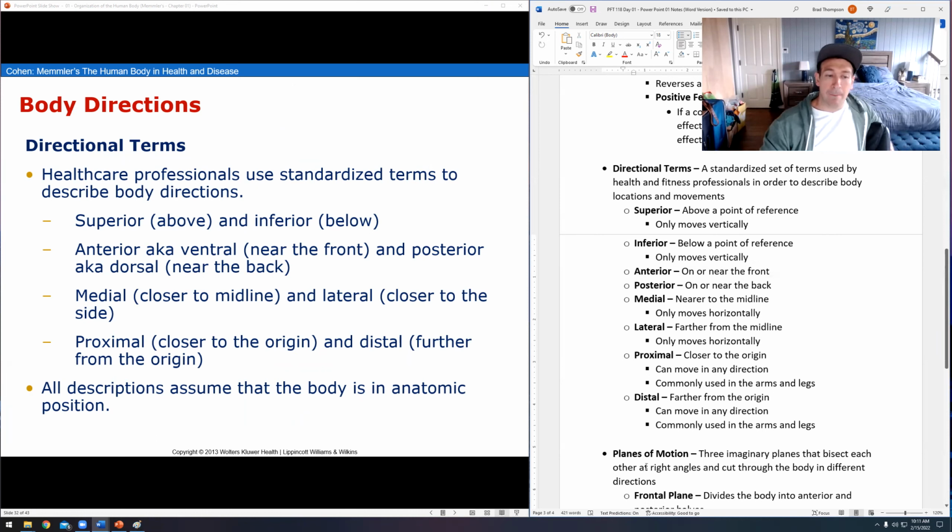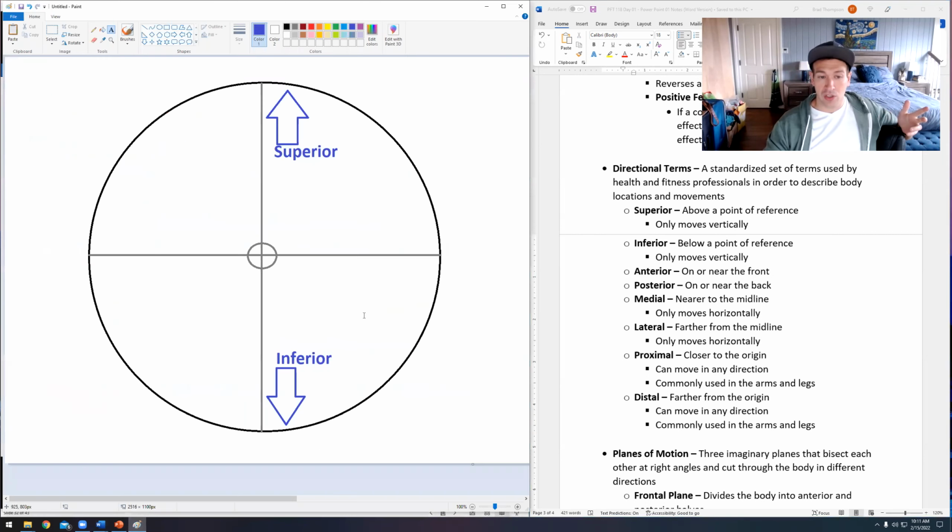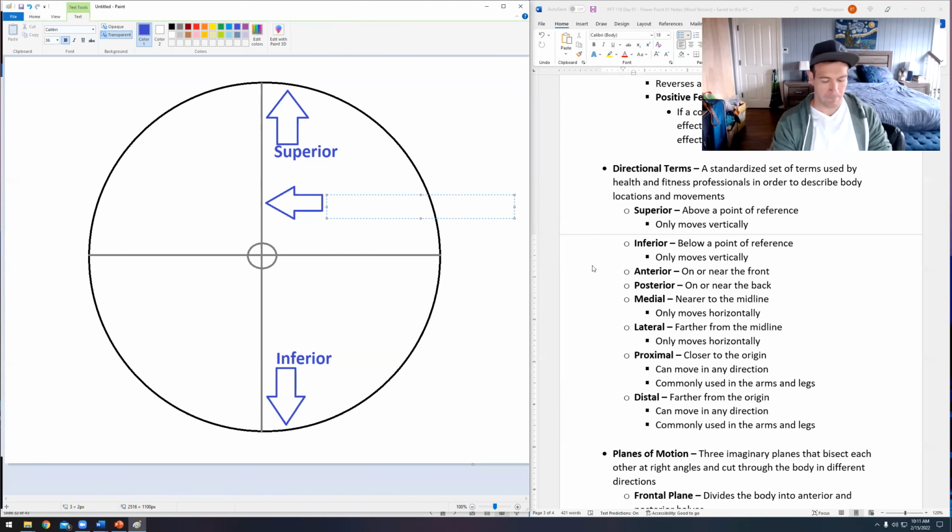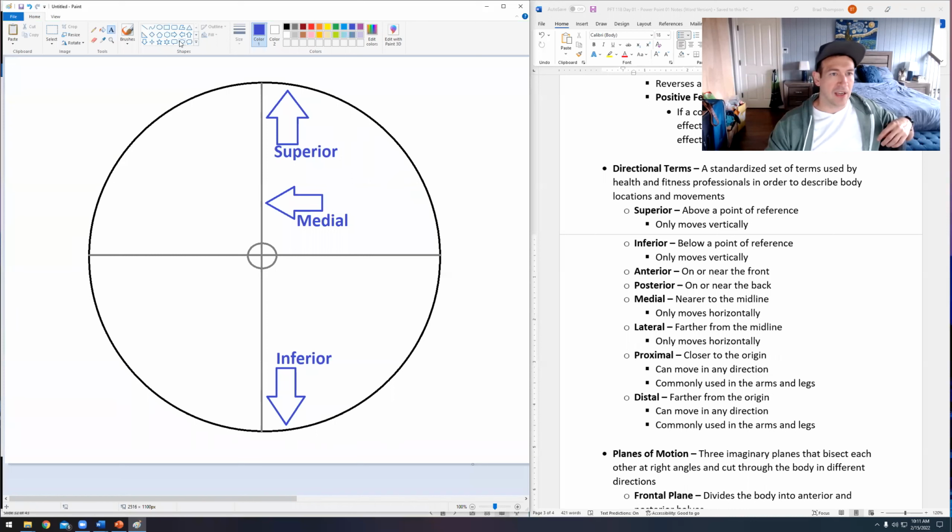We've also got medial versus lateral. Medial is closer to the midline, okay? So medial is going to look like this. If we're going closer to the midline, that's going to be medial. Versus the opposite of that, which would be lateral. So if I go away from the midline, that would be lateral.